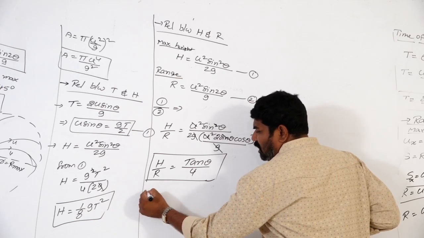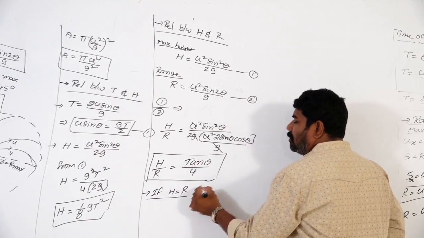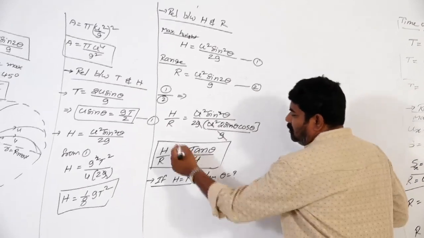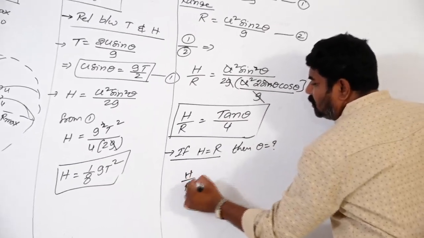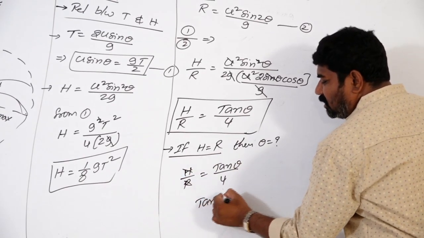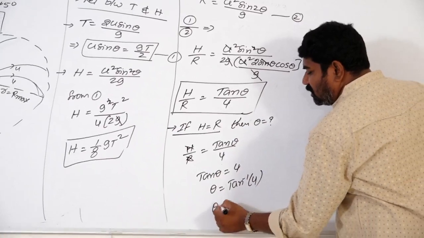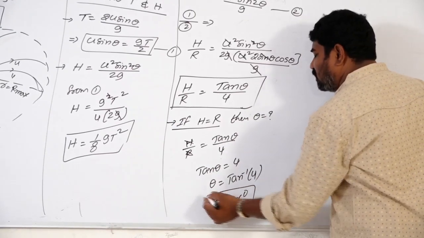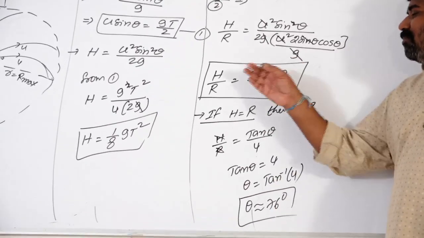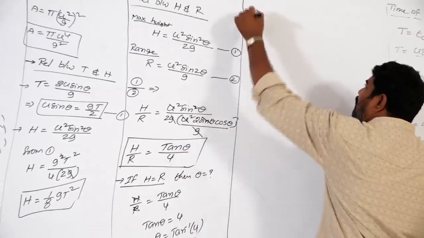Here if h is equal to r, then what is the angle of projection? h by r is equal to tan theta by 4. h and r are same, so tan theta is equal to 4. Theta is equal to tan inverse 4, which is nearly equal to 76 degrees. That means if a body is projected at an angle of 76 degrees, then maximum height and range are equal.